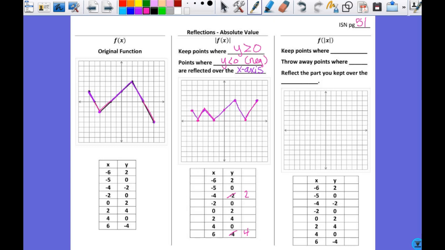Okay. So here, when we take the absolute value of x, we keep the points where x is greater than or equal to 0. We throw away points where x is less than 0. Oh, not less than or equal to, less than 0. Okay? So here's the difference between these two. Here we actually throw some stuff away. Right? Here we reflected them. Here it's just like totally gone.